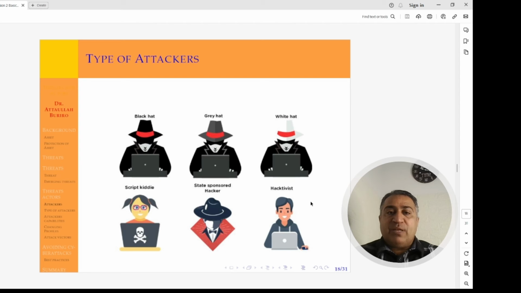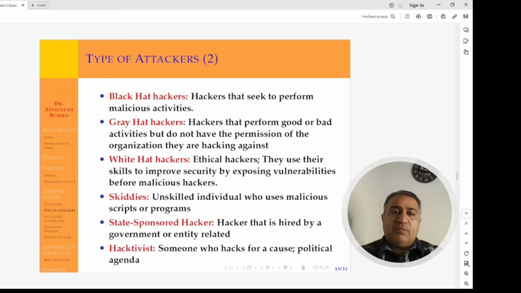And these threat actors, for example, could be black hat. You might have heard about black hat, white hat, script kiddie, state-sponsored hacker, hacktivist, for example. These are all categories of attackers. Okay. So if you want me to define them, black hat hackers, of course, their aim is to perform malicious activities, also without letting the organization know. Okay. Grey hat hackers perform good or bad activities, but do not have the permission of the organization they are hacking against. So sometimes they do that for a good purpose as well, but without getting permission from the organization they are targeting.